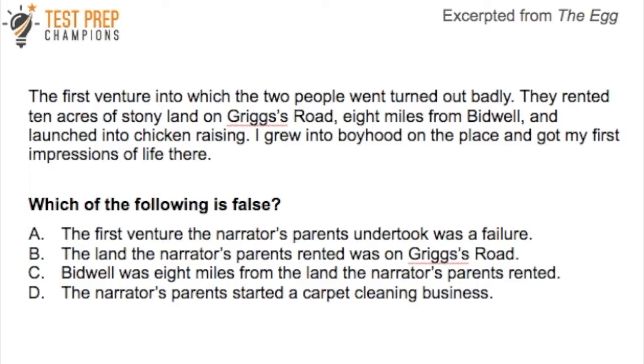Okay, so for this question, you can use process of elimination, as I was just saying, if you'd like. But a good strategy is to go answer by answer and check in the passage to see if it's right. Answer A, the first venture the narrator's parents undertook was a failure. Well, it tells us right in the first sentence, the first venture into which the 2 people went turned out badly. If something turned out badly, that's another way of saying it's a failure. You could go to B, you can check that. You can go to C, you can check that.